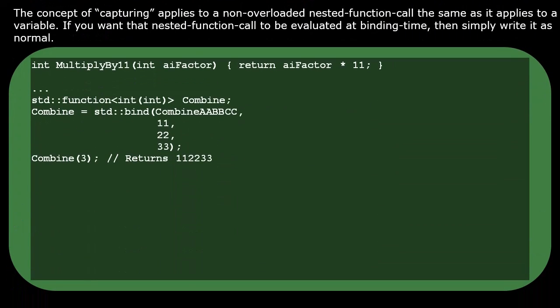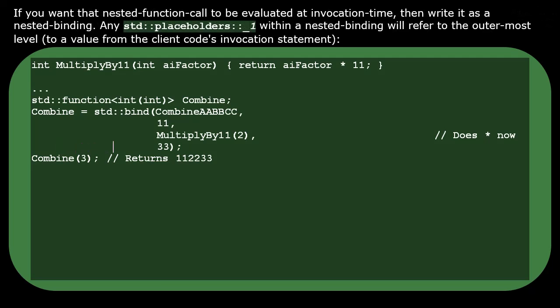We've already seen how a binding's expression could be a literal or a variable. It could also be a nested function call. If you want that nested function to be done at binding time, then write it as normal. If you want that nested function to be done at invocation time, then capture it by writing a nested binding.